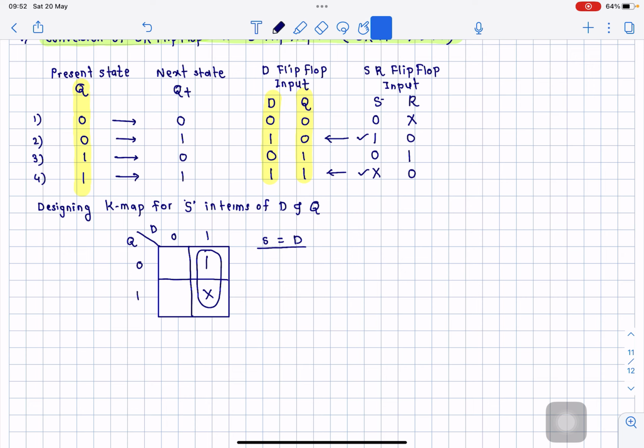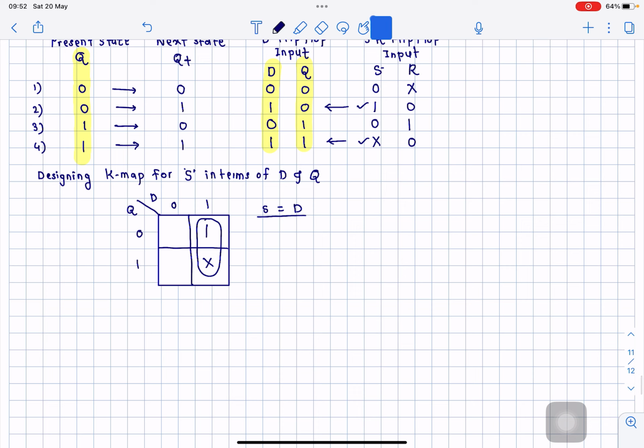Now similarly we will draw the K-map for R input of the SR flip-flop. Here again I will write designing K-map for R input in terms of D and Q. Again a 2 by 2, right? 2 by 2 K-map.